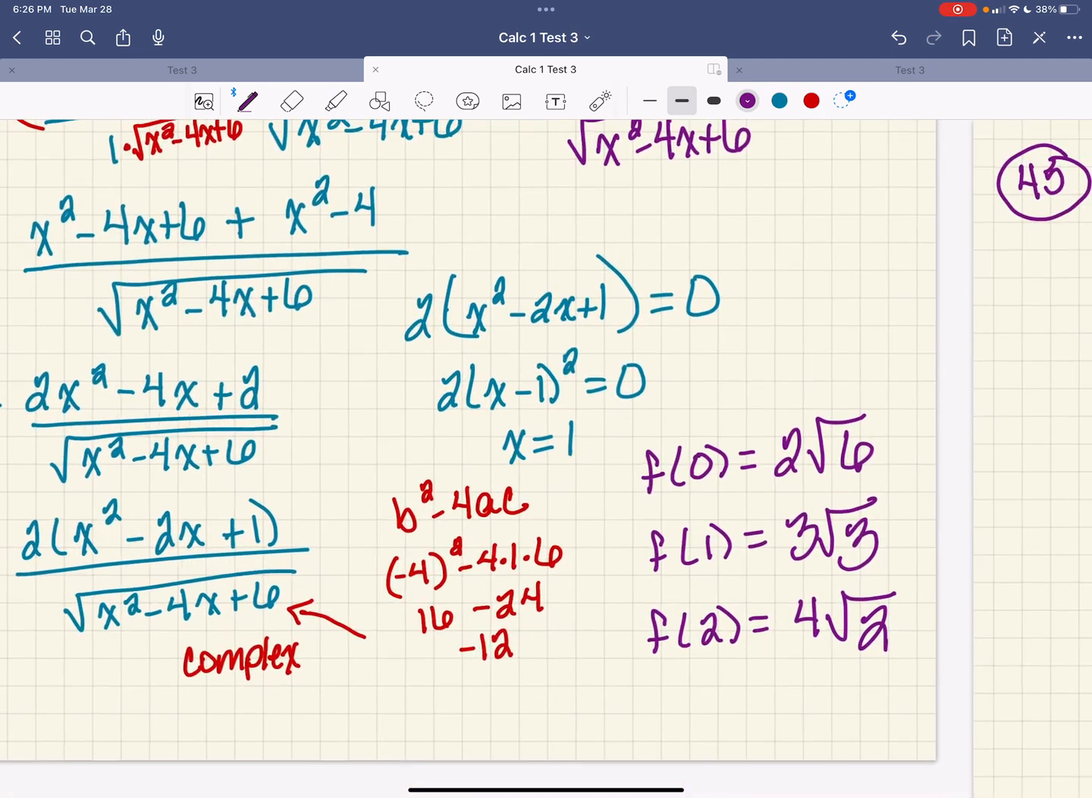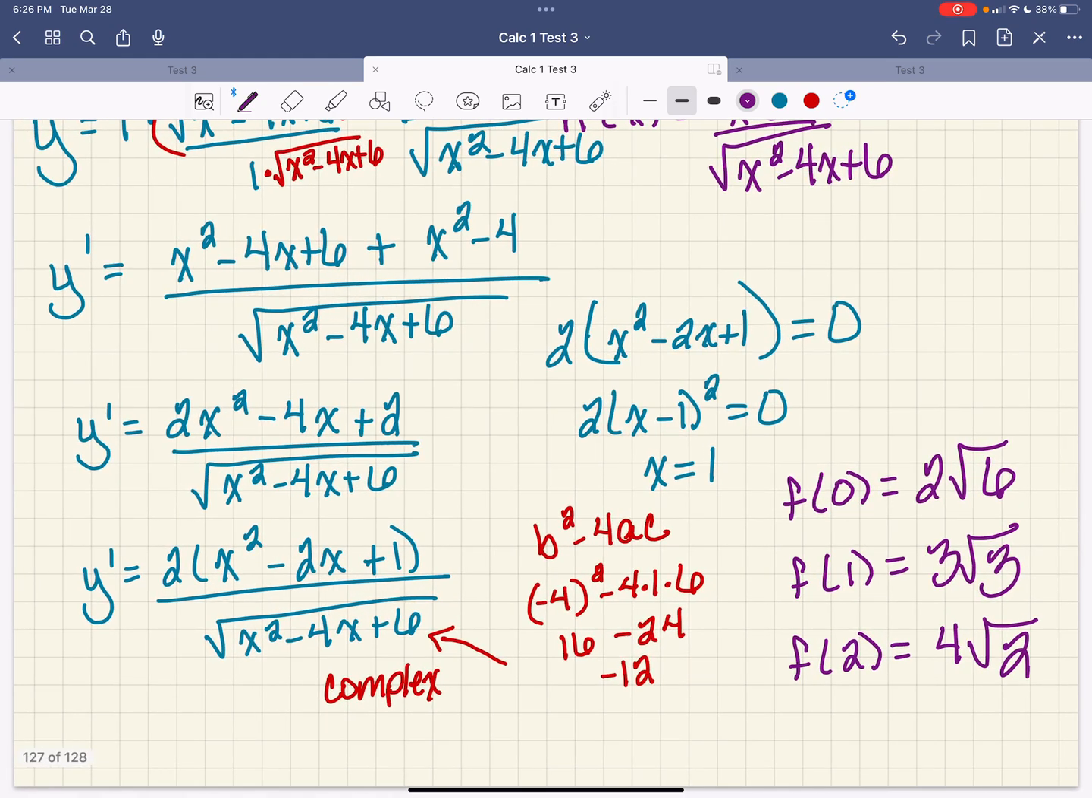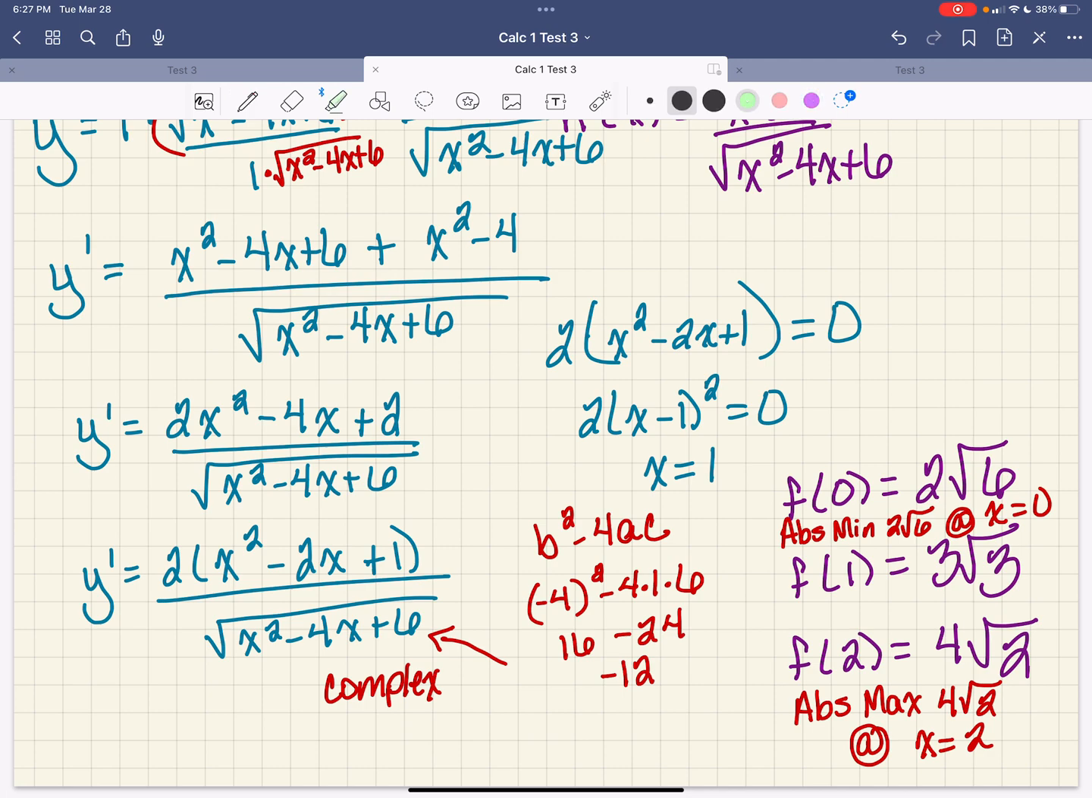Okay, so let's focus on these numbers right here. My absolute minimum is going to be 2 on the square root of 6, and that occurs at x equals 0. And my absolute maximum is going to be 4 on the square root of 2, and that occurs at x equals 2. Okay? And so this is your final answer right here.